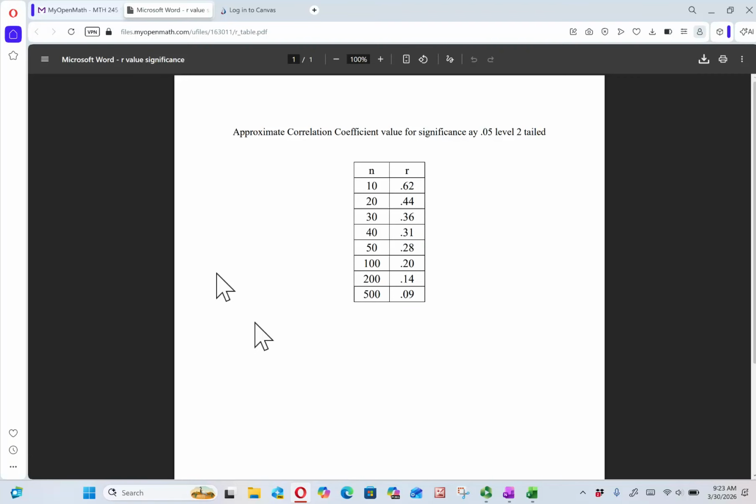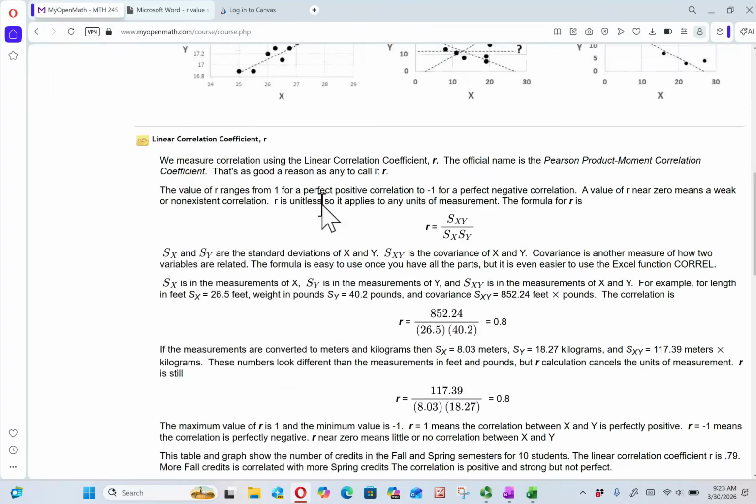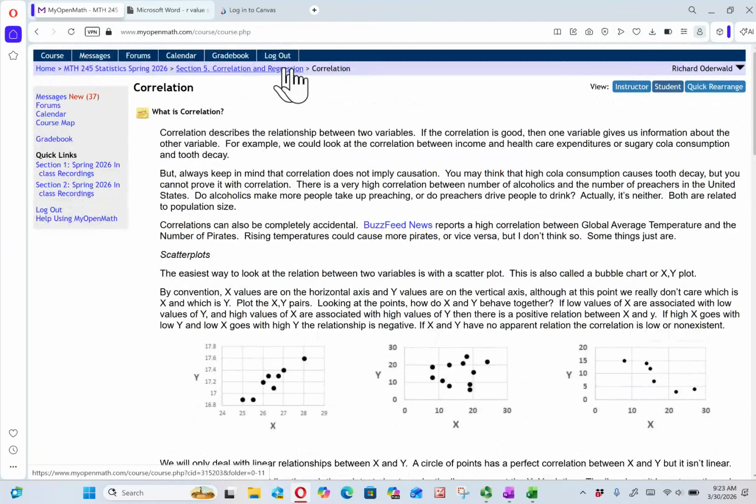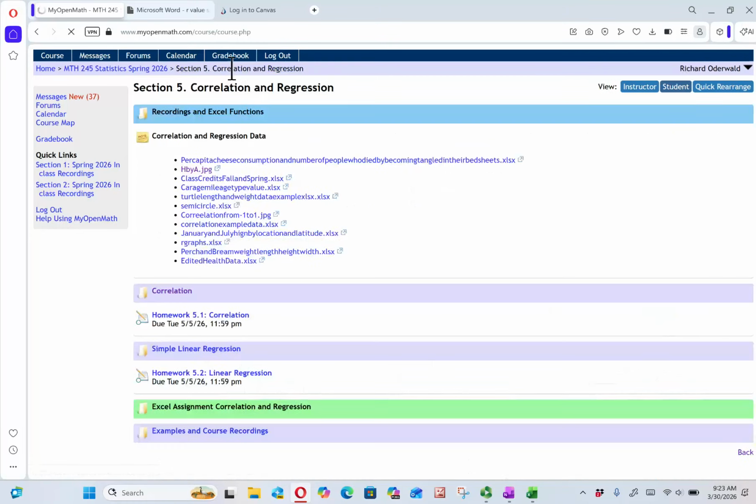Look at, in MyOpenMath, we're going back to that data, and it's in the outside correlation and regression, and we want edited health data. There it is. It's the last one on the list.